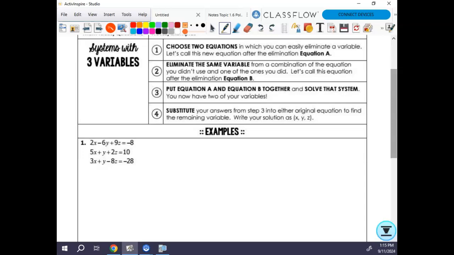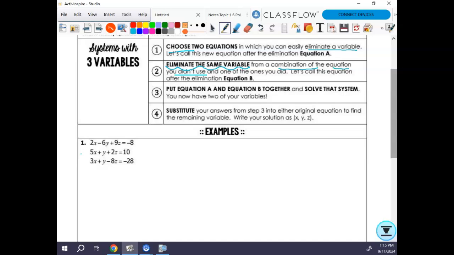Okay, so here's 3. We'll use this as a little model here. You choose 2, and then you eliminate a variable. Then you eliminate the same variable from a combination of the equation you didn't use and one of the ones you did. So basically, I don't want to get 2 equations, eliminate x, different 2 equations, eliminate y. That's not going to help me. So it helps if you call them equation A and B or whatever you want to call them.